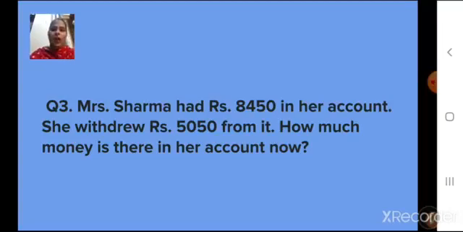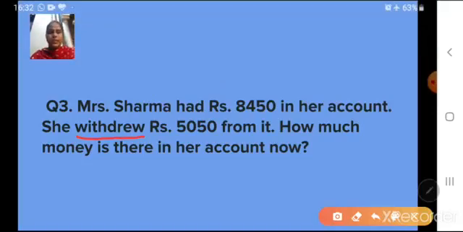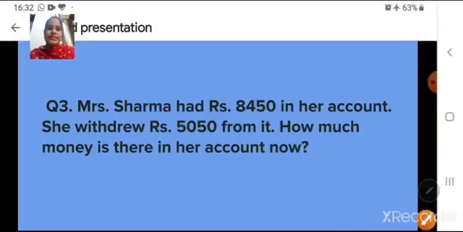Now she wanted to buy something, so she withdrew. Withdrew means taking out money from the bank account. This word withdrew means taking out money from the bank. How much money did she take out? Rupees 5,050. Now we have to find out how much money is left in her account. She has taken out this much amount. Now whatever is left, that we have to find out. How will we find out? By subtracting.